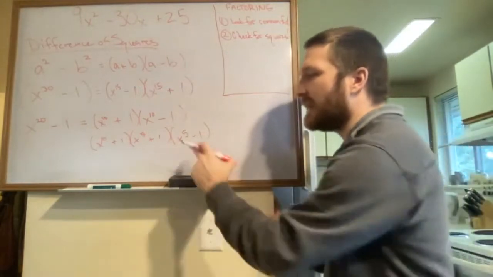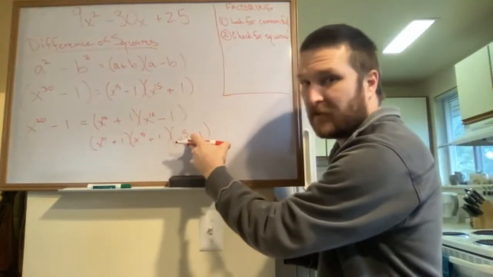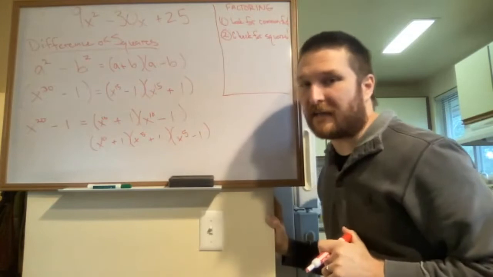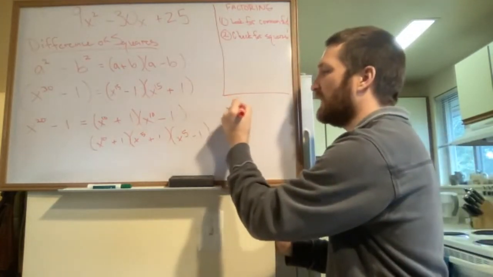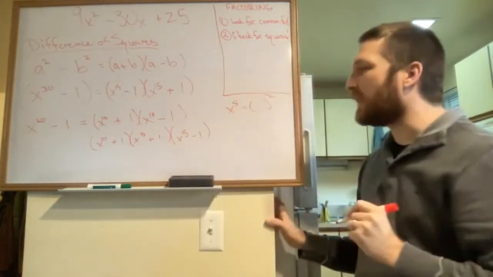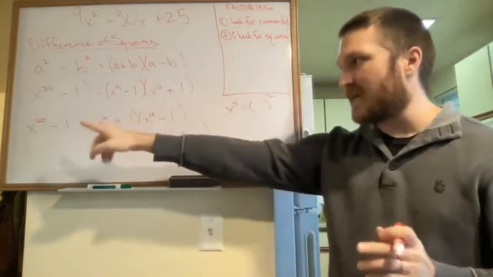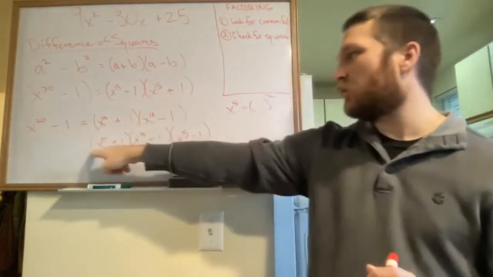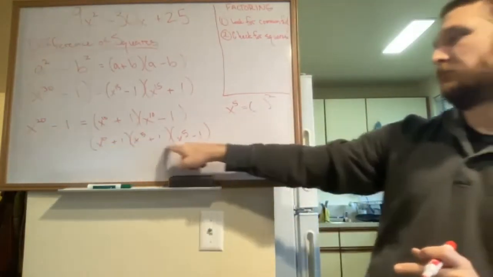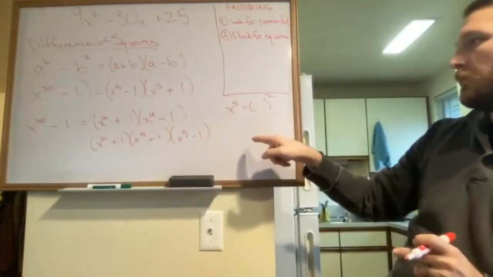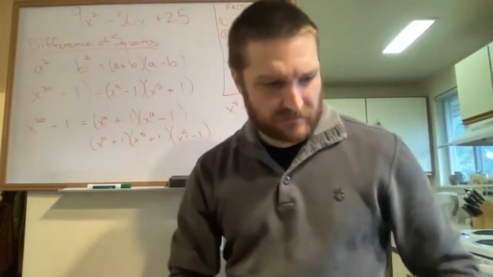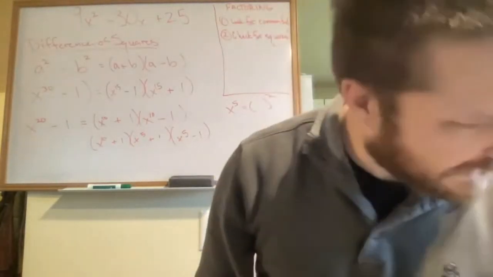Now, finally, I've gotten down to an odd number, and it is no longer a square. I can't say that x to the 5th is something squared. That doesn't work because that's an odd number. And so in this case, with this problem right here, I would be done right there. Okay. Does that make sense? Yes. Okay.